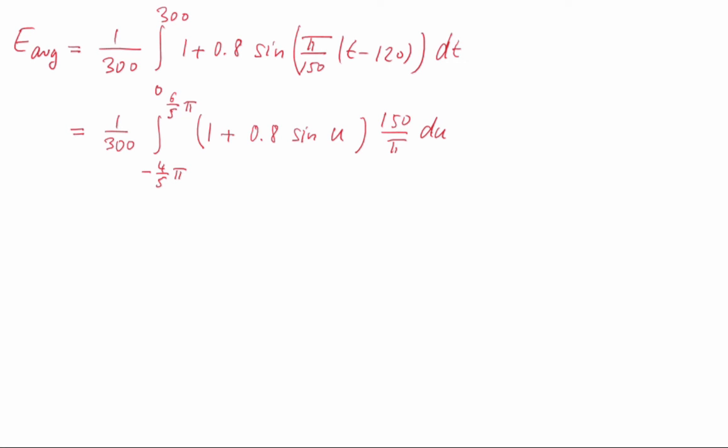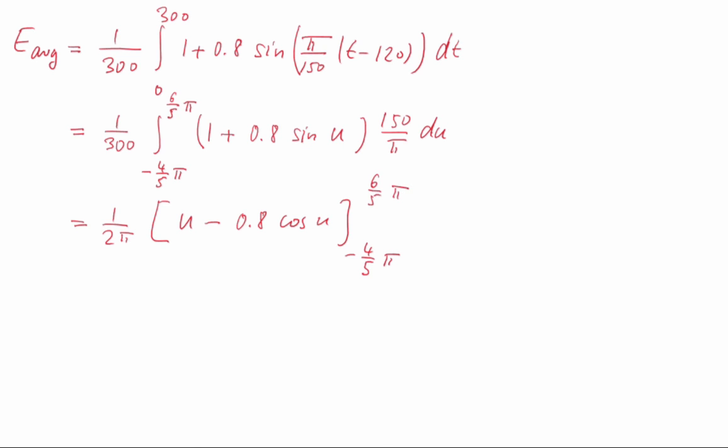So now we have an integration of u, but maybe let's first work with the constants. 1 over 300 in front and 150 divided by pi here. So together this is 1 over 2 pi. And then we integrate, so we get u minus 0.8 cosine u, evaluated between minus 4/5 pi and plus 6/5 pi.